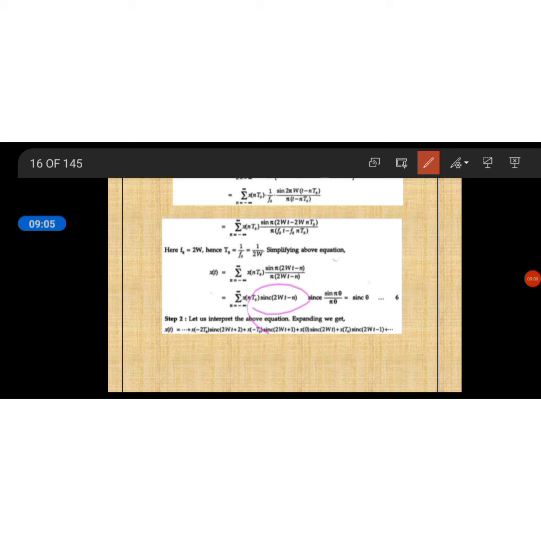So after this, the second part is, let us interpret the equation by expanding it. Here, minus infinity to plus infinity is there. Since this is an infinity, we substitute minus 2 to plus 2. So infinity part is there, and here we are applying minus 2 to plus 2. Then the equation can be expanded as X of t, where instead of n we are replacing minus 2 to plus 2. So the expansion would be like this.